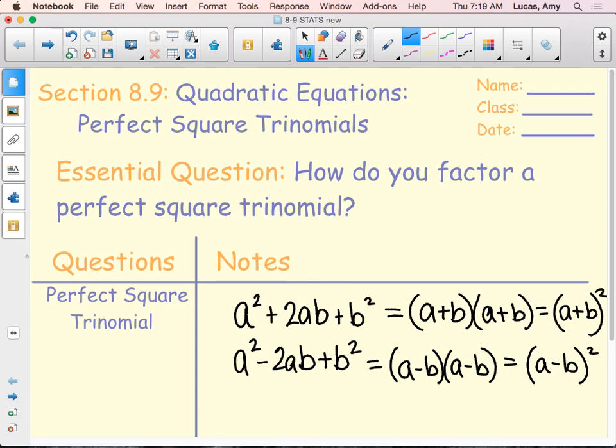So what we're going to be doing today is using all of the methods that we've learned for factoring so far. We're going to factor, so it's a good review lesson. And then we'll examine the binomials that we get and determine if it is a perfect square trinomial or not.